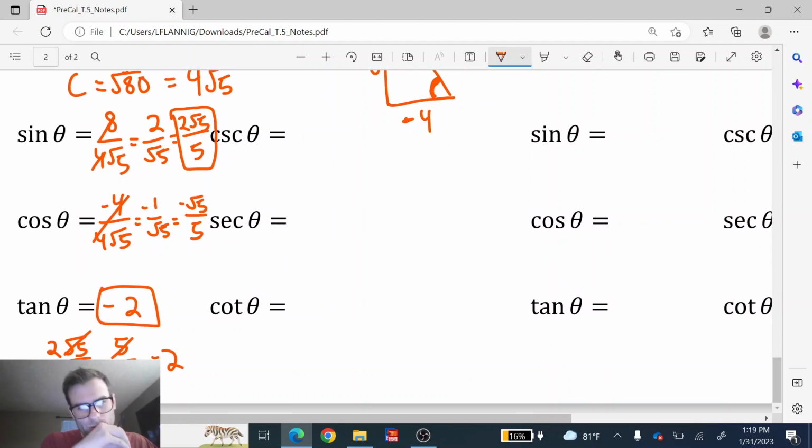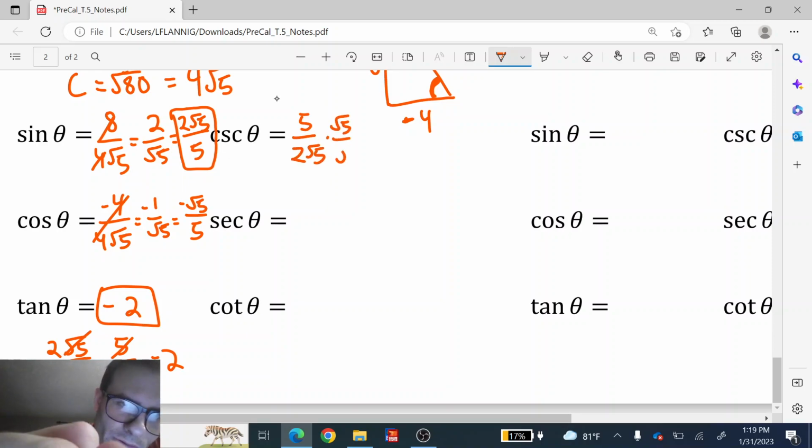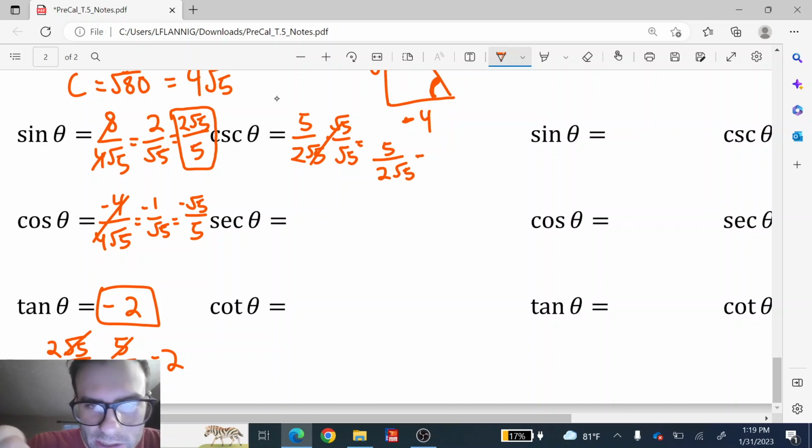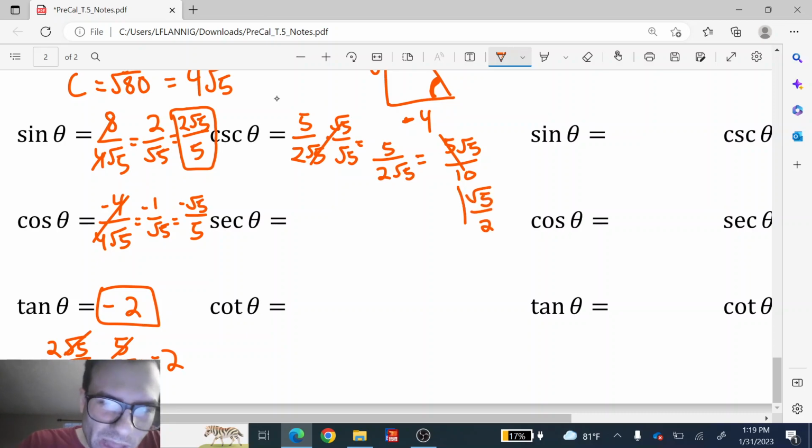Next thing we're going to do is focus on the reciprocals of these for cosecant, secant, and cotangent. Cosecant, again, is just the reciprocal, 5 over 2 root 5, multiplied by root 5 over root 5, and we get 5 over 2 square roots 5. But unfortunately, we can't leave it like that. You're going to multiply them both by the square root of 5, so we get 5 root 5 over 10, which does reduce to give us square root of 5 over 2. And I know that's a gross process, but that's what it is.